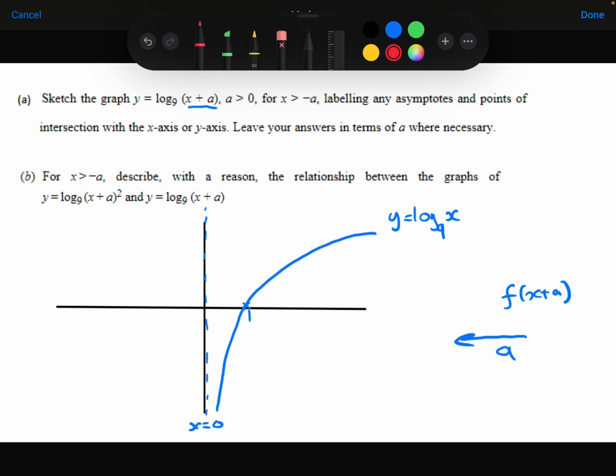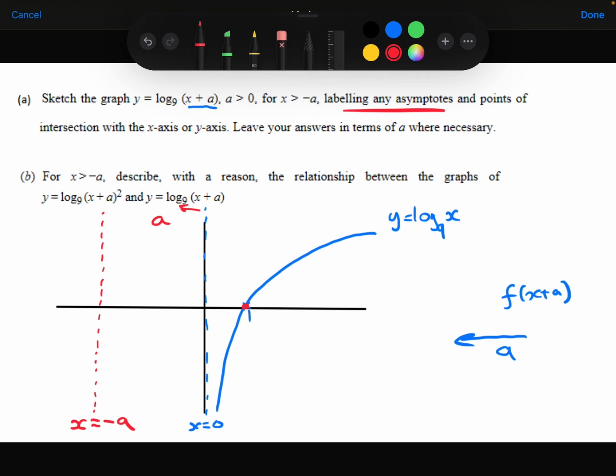So I'm going to subtract a from this whole graph, which means first focus on the asymptote. The asymptote is going to move a squares in this direction. I don't know what a is. I know it's a positive number, so I do know it is going in this direction. But I don't know where it is exactly, so I'm going to say that that is my new asymptote. It's gone a squares that way. So x equals minus a. The question does say to label the asymptote, so I've done that.